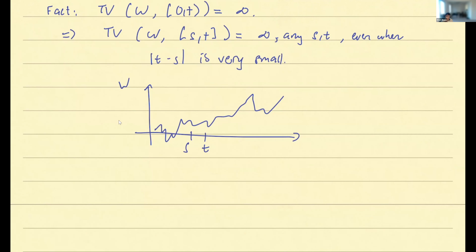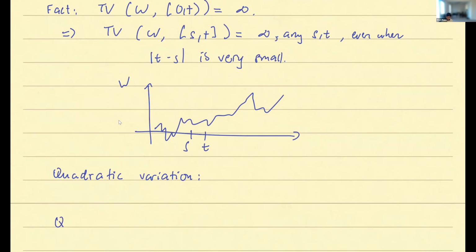So now let's continue on this concept, but take it one level further. What we are really after is something called quadratic variation. I used TV up there, so I'll use QV. Actually, the right notation is this: the quadratic variation of a process.